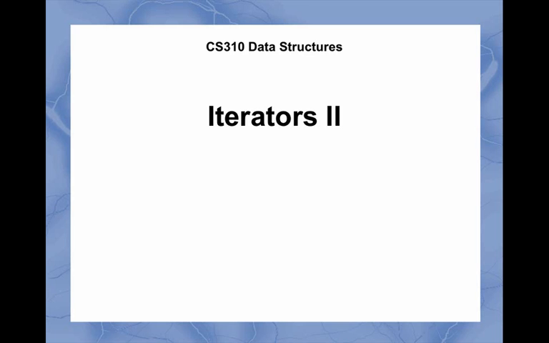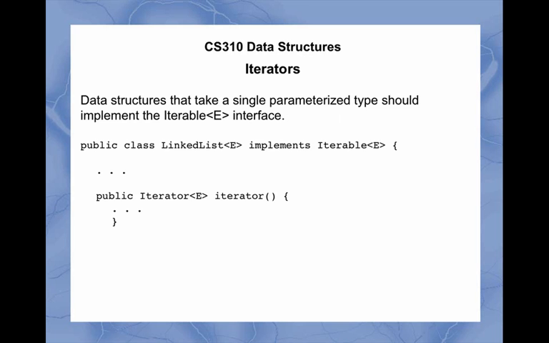In this lecture, we want to continue our look at iterators. Data structures that have a single parameterized type should always implement the Iterable interface. In order to do this, you must add implements Iterable to the signature of the class, i.e. public class LinkedList<E> implements Iterable<E>. You then add a single method to your class, and that method is called iterator, lowercase i, and it returns an instantiation or a concrete instance of the Iterator interface.